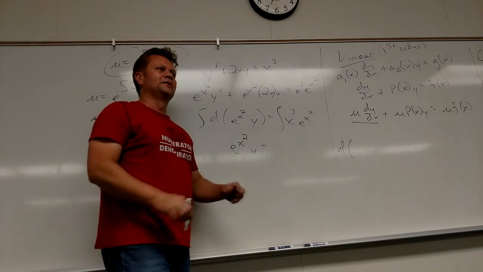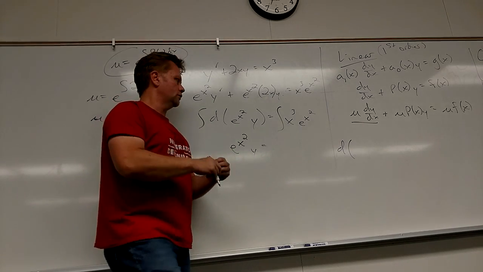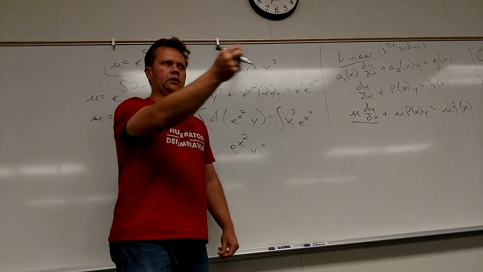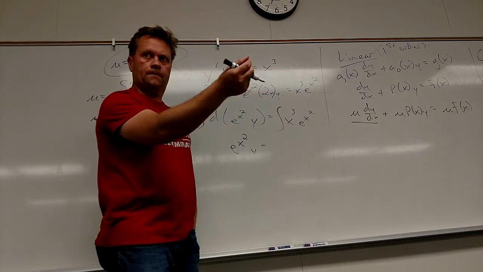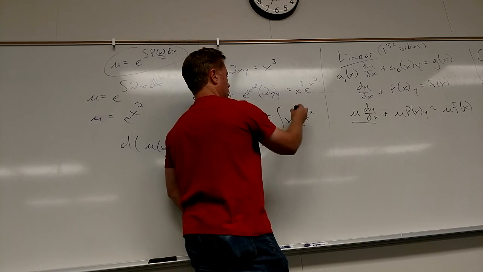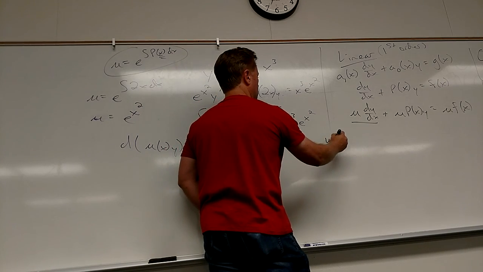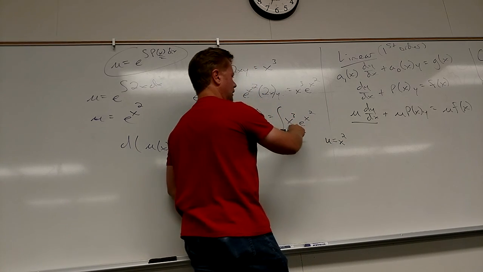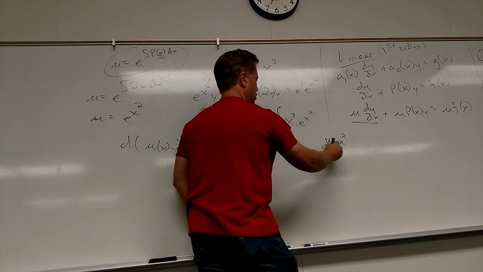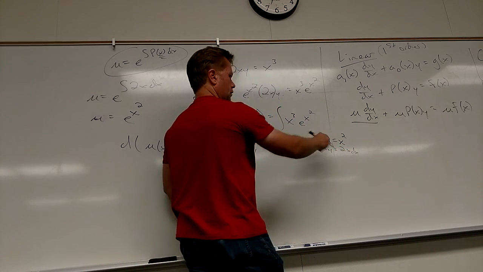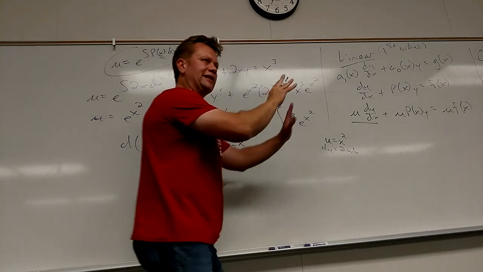Do you use u-sub? You could try to, because you could certainly manipulate it. It's kind of backwards, right? If you try to let u equal x squared, then how do you get x cubed? Now watch. du would be 2x dx. And if u is x squared, let's see if this leads anywhere.